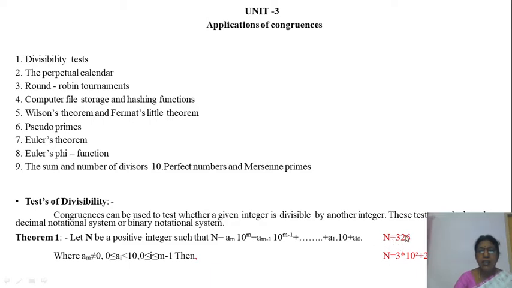Also, if the last digit a naught is divisible by 2, then n is divisible by 2. First statement. Is it right? Yes. Here the last digit is 6. This is a naught. Here a naught is divisible by 2. That's why the total number, the complete given integer, is divisible by 2.